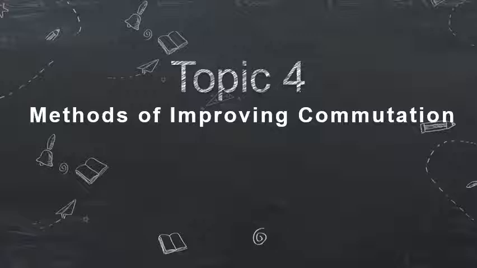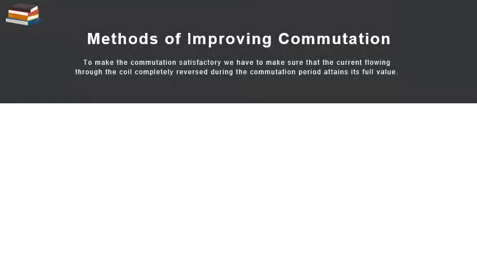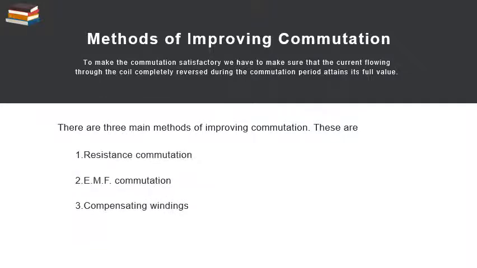Next we will study the methods for improving commutation. To make the commutation satisfactory, we have to make sure that the current flowing through the coil is completely reversed during the commutation period and attains its full value. There are three main methods for improving commutation. These are number 1, resistance commutation, number 2, EMF commutation, and number 3, using the compensating winding.